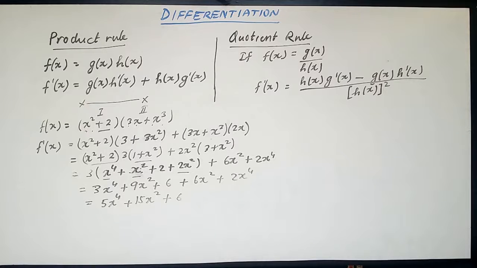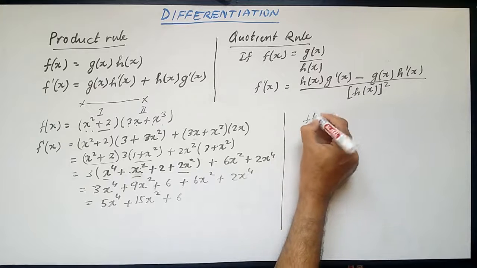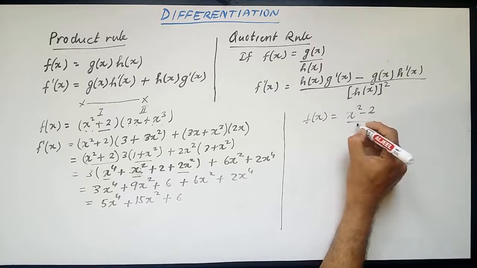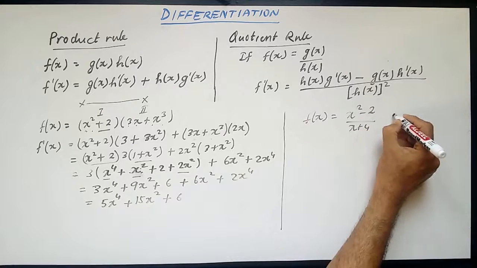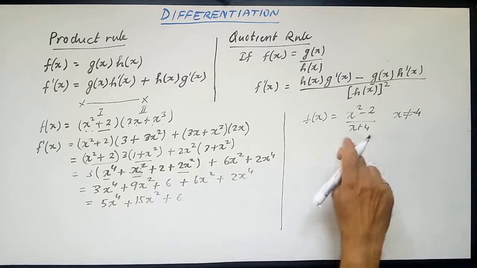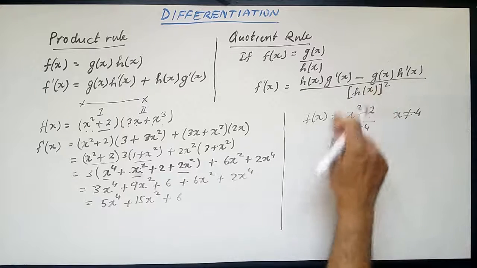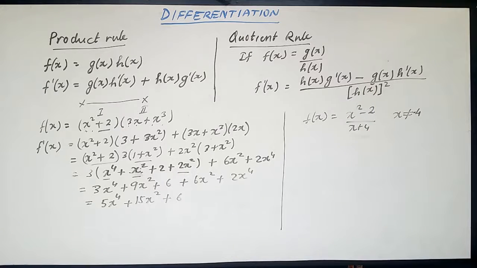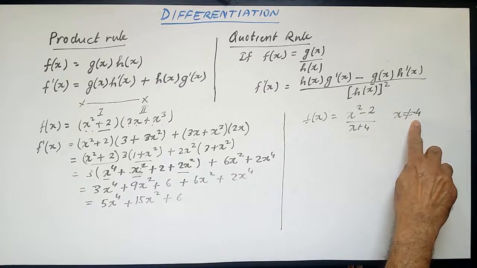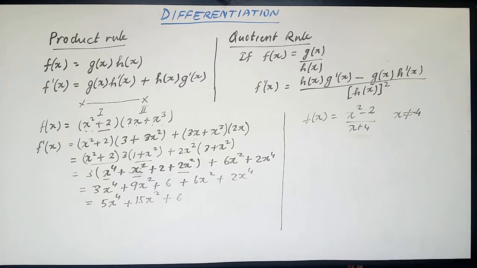So this is how you solve a problem on the product of two functions. Now let's take a function where f(x) is equal to (x squared minus 2) upon (x plus 4), where x is not equal to minus 4, because at x equal to minus 4 this whole expression becomes indeterminate. Except at x not equal to minus 4, this function is a continuous function.